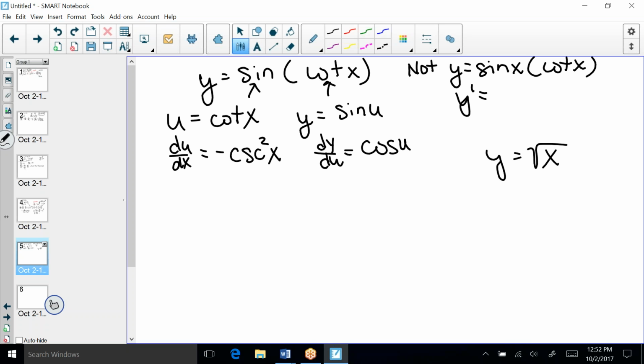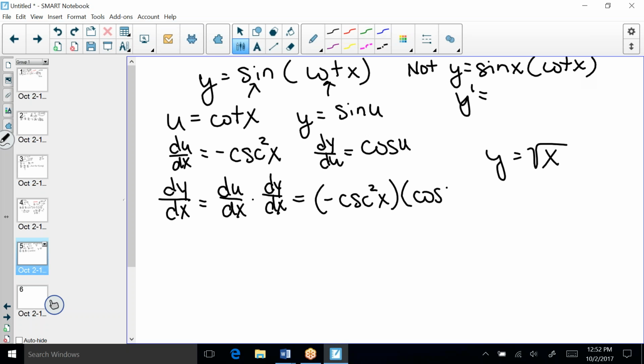All right, let's put them together. So dy dx, that's what we ultimately want to get. We're going to get that by multiplying these two things, du dx times dy du. So we have negative cosecant squared of x times cosine of u. So we just multiplied those two things that we found the derivative of. And then we have to do what?